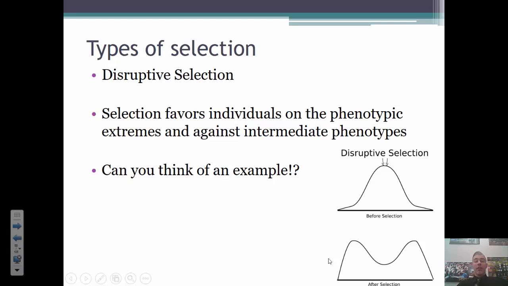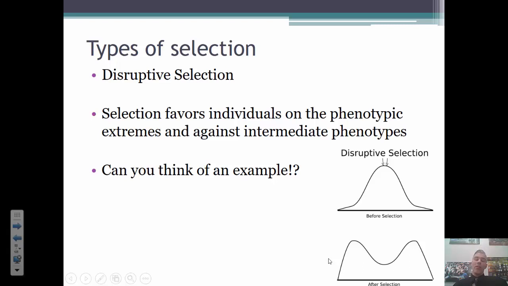And I'm completely making this up. But there are really dark rocks on the beach, like black rocks, and then there's really light rocks on the beach. And there's 3 different color morphs of this insect. There is a black insect, there's a white insect, and then there's a gray insect. In this case, the black insects can blend in on the black rocks, and the white can blend in on the white, but the gray don't blend in on either. So gray would be selected against. They would be found more often by predators.